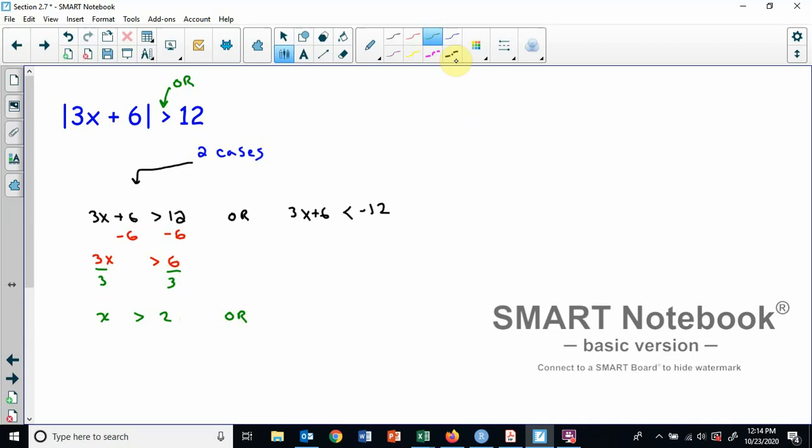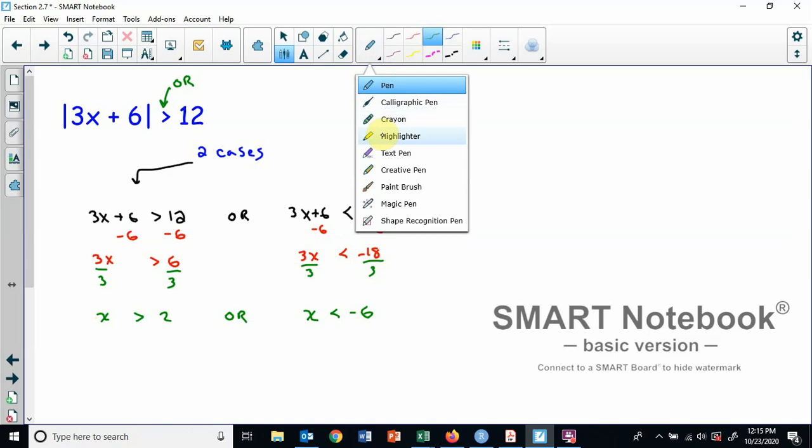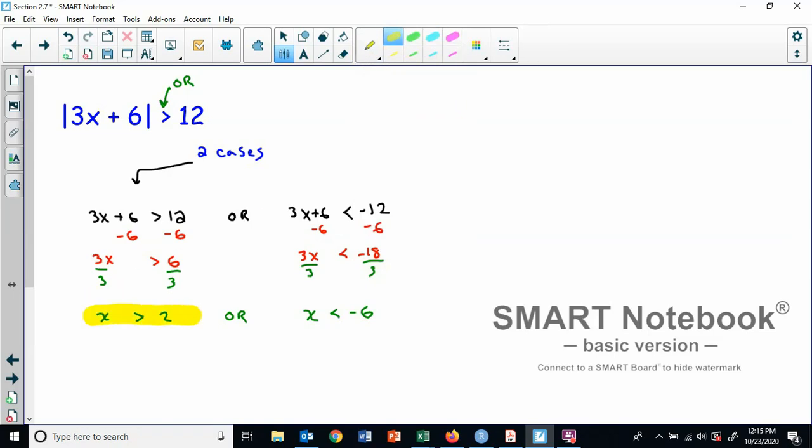Or, now let's solve the other side. Subtract 6 over. Be very careful with signs here. I have 3x is less than negative 12 minus 6 is negative 18. And then I can finally divide both sides by 3. And x is less than, let's see, negative 18 divided by 3 is negative 6. Awesome. Let me grab my highlighter again to show you what we have made.